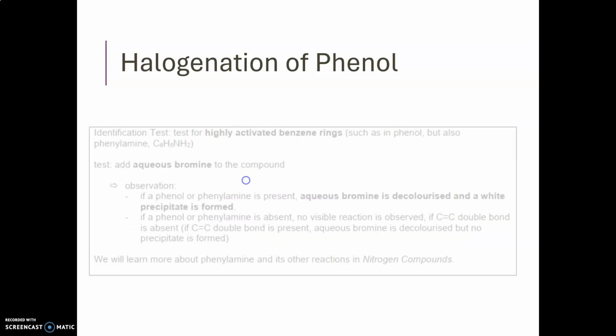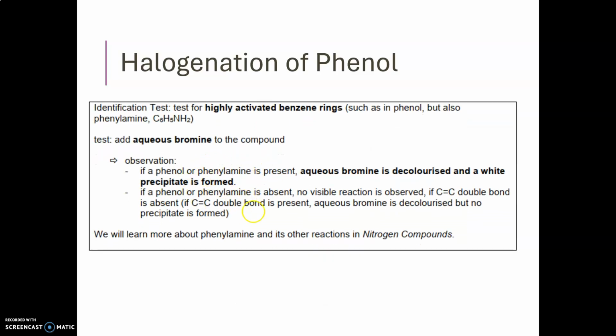And finally, this reaction of phenol with aqueous bromine can be used as a test to identify phenol, but not just phenol, but highly activated benzene rings in general. So the other example that you will encounter a few chapters from now is called phenylamine, which is C6H5NH2, because the NH2 group is even more strongly activating than the OH group. So the test is to add aqueous bromine to the compound, and if phenol or phenylamine is present, the aqueous bromine will decolorize and a white precipitate is formed.